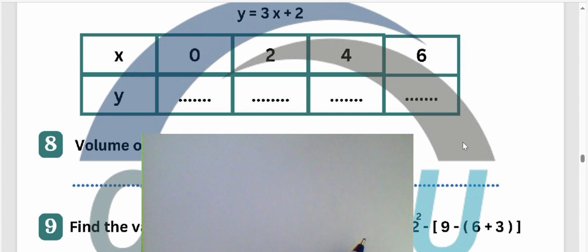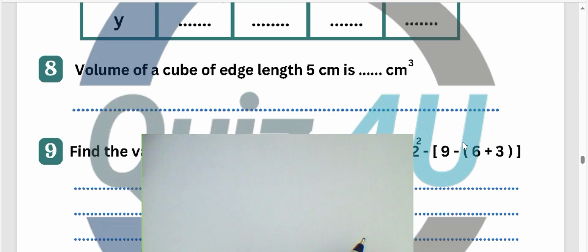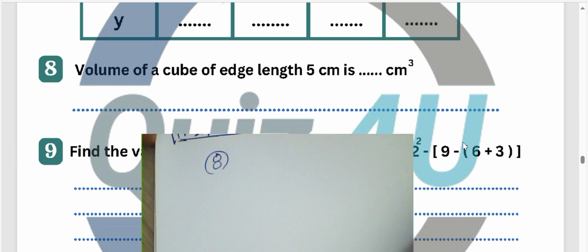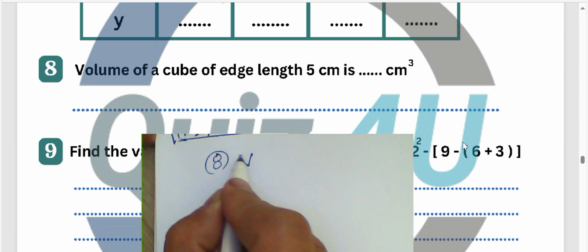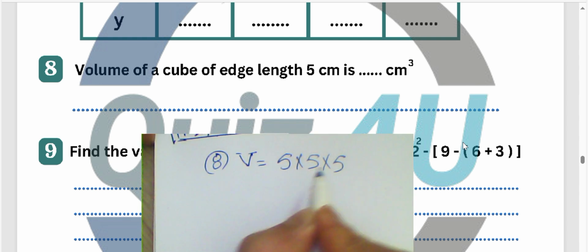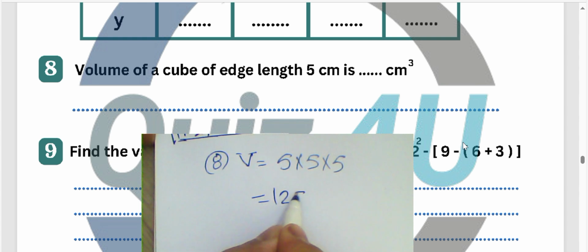Next question, number 8. Volume of a cube of each length 5 centimeters. It will be what? The volume will be 5 times 5 times 5. It will be 125 cubic centimeters.